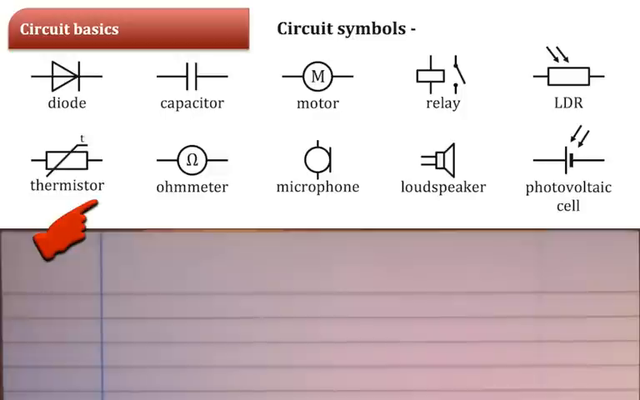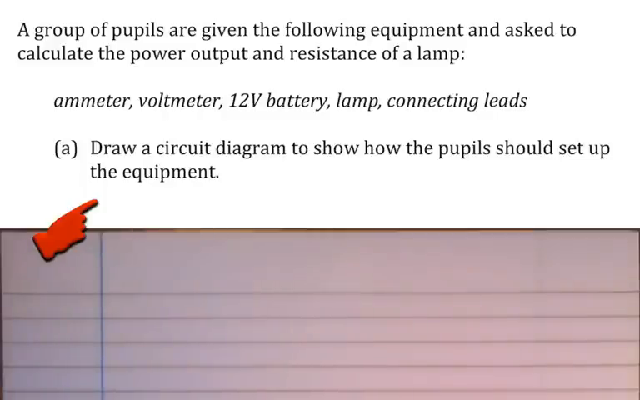So this would be the first of them. I'm going to find another question, which is this one. It says that a group of pupils are given the following equipment and asked to calculate the power output and resistance of a lamp. You wouldn't normally be asked to calculate both; I've just put this in the question to cover all options. The pupils are given an ammeter, a voltmeter, a 12 volt battery, not a cell, a lamp, and connecting leads.